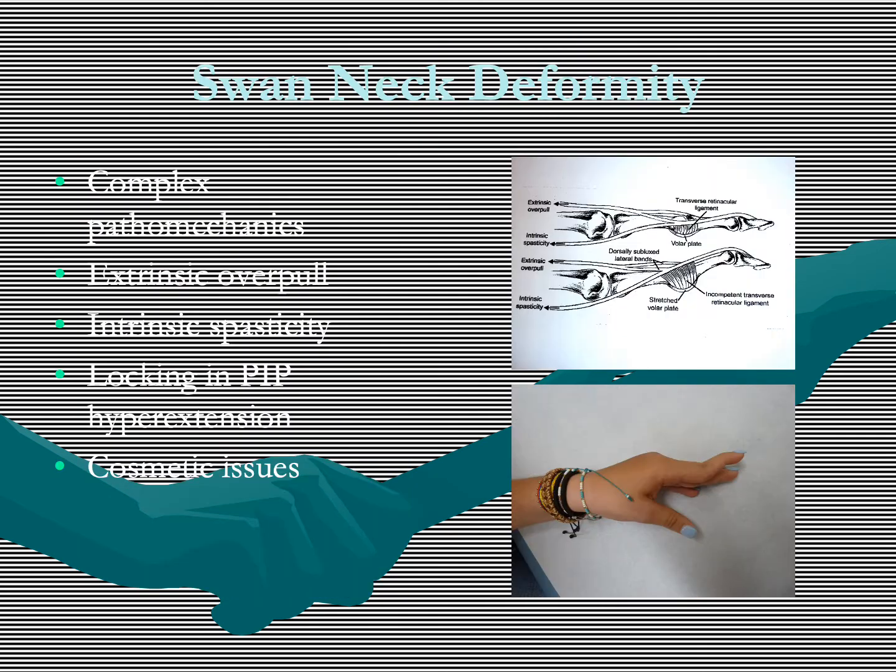Swan neck deformities are also common in cerebral palsy. The pathomechanics are complex, but they involve some combination of extrinsic overpull and intrinsic spasticity. In severe cases, the PIP joints can lock in hyperextension, and even when they don't, this is still a cosmetic issue.